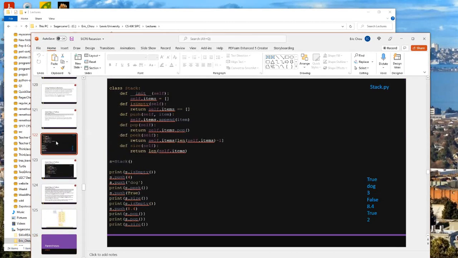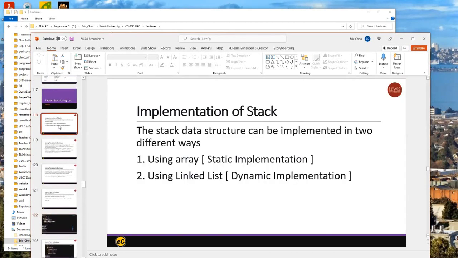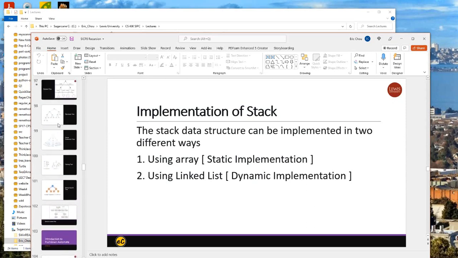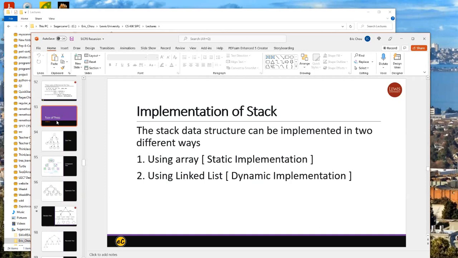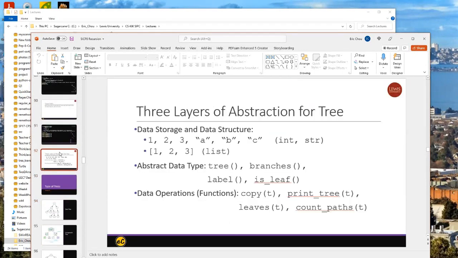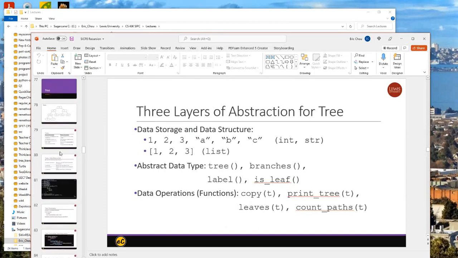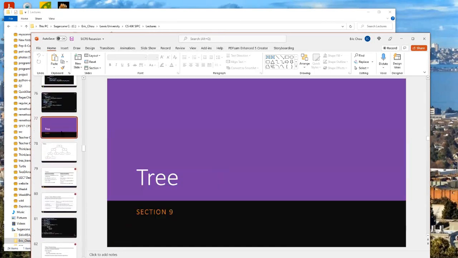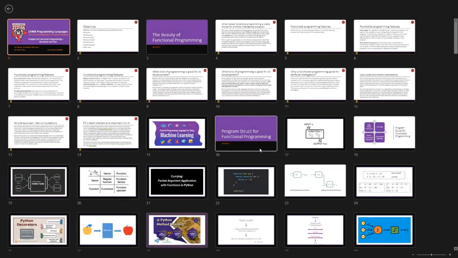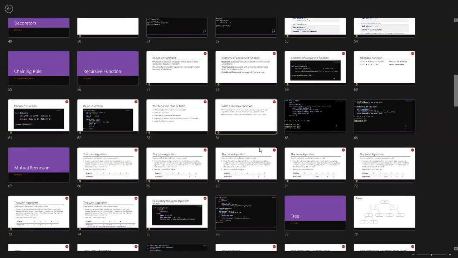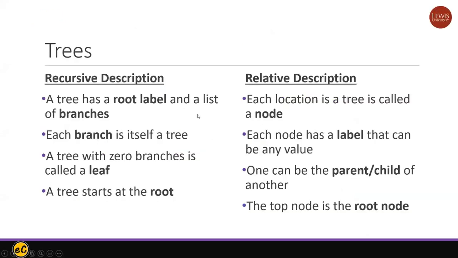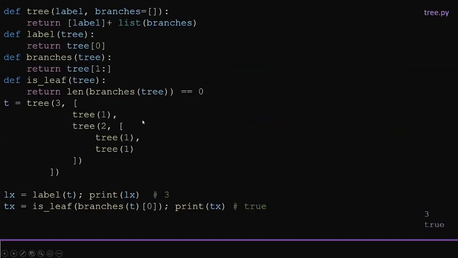Let me see. Here we have the whole discussion for tree, right? Type of tree, we talk about different tree. Before this type of tree, there's a simple tree discussion. This tree discussion already teaches you how to use a list to represent a tree. We already talked about it and how you can do that recursively.